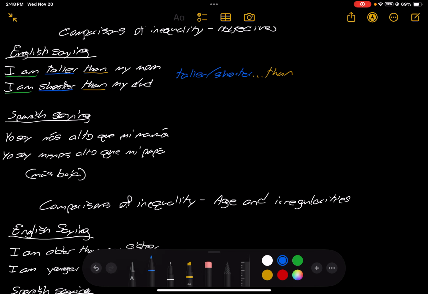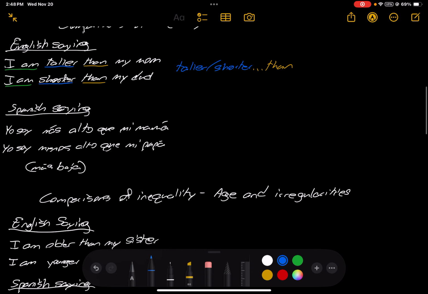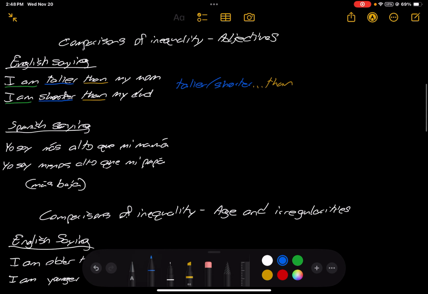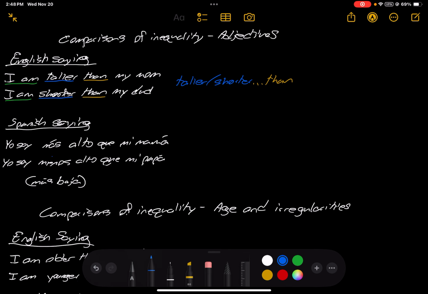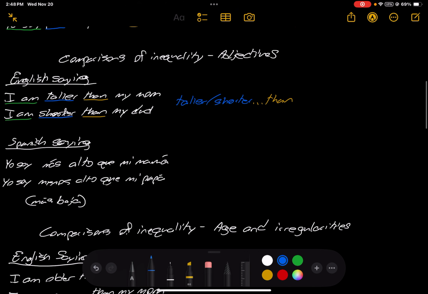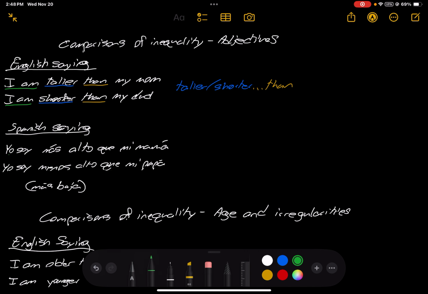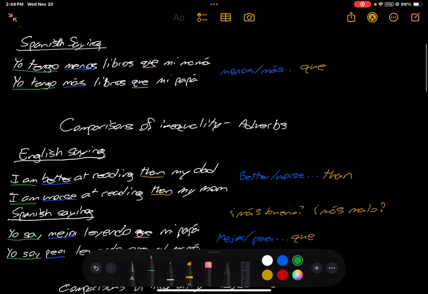En español, yo soy más alto que mi mamá y yo soy menos alto que mi papá. También podemos decir más baja que mi papá, pero los dos son correctos. I just wanted to use the first example as a better example of this. So, we have our conjugation, más alto y menos alto.